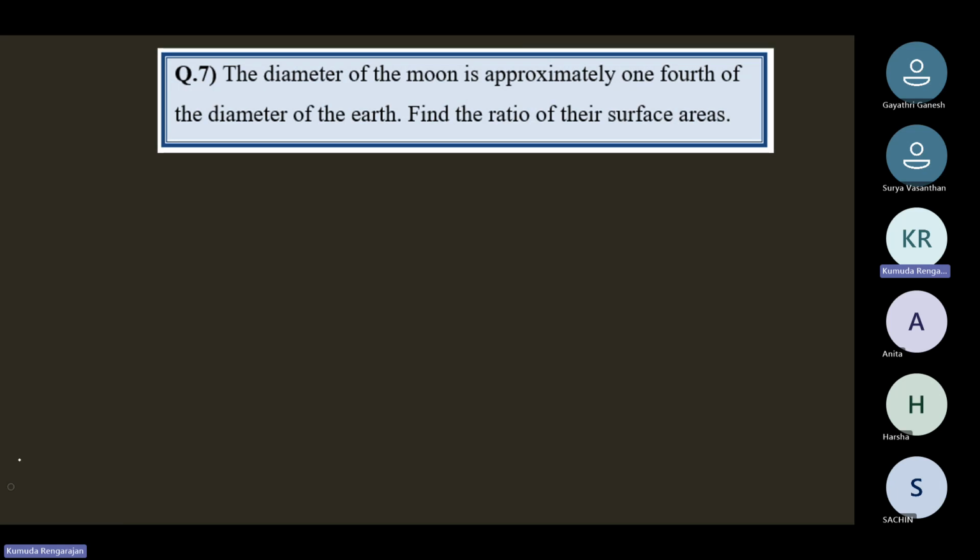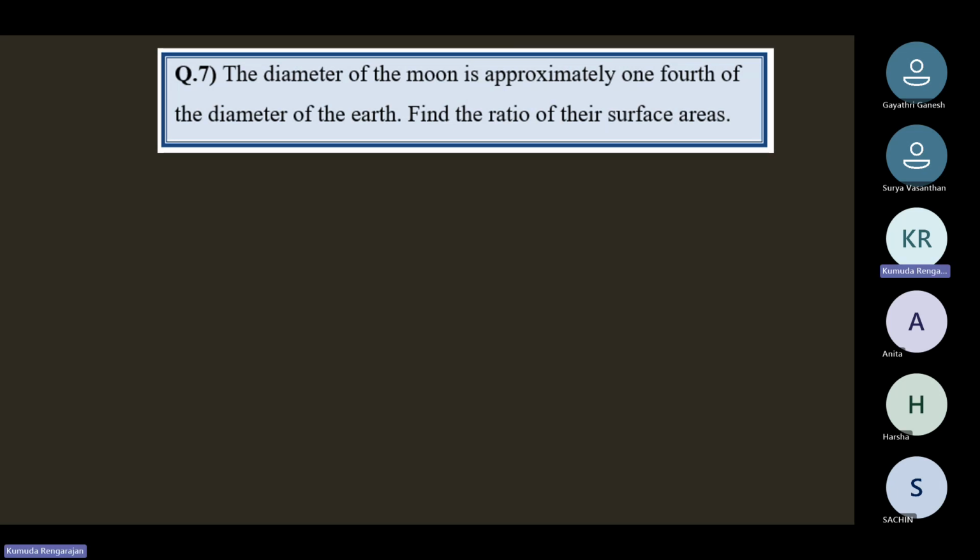So the diameter of the moon, let me take this as 2r. R is the radius, right? So 2r is the diameter. What is the diameter? 2 into r is the diameter. So for the moon, we know the size of the moon is smaller than the size of the earth.